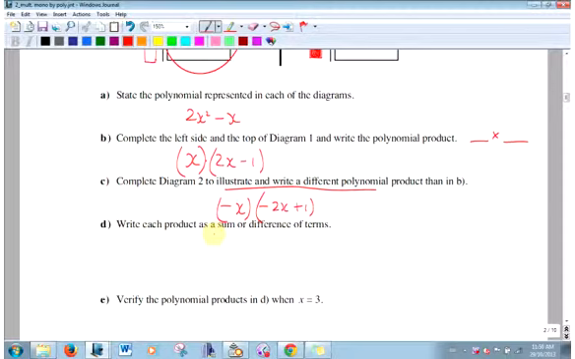Write each product, that's here, as a sum or difference of terms. Is that a sum or difference of terms? Yeah, that's a difference of terms, okay? So I always get this question, Mr. Watson, what the heck does this mean? Okay? It just means multiply this out and see what you get. That's a difference of terms, isn't it? Okay? So this, if I multiply this out, I know how to do this. This is called, what is it called?